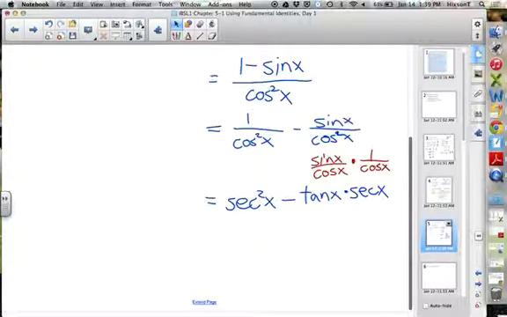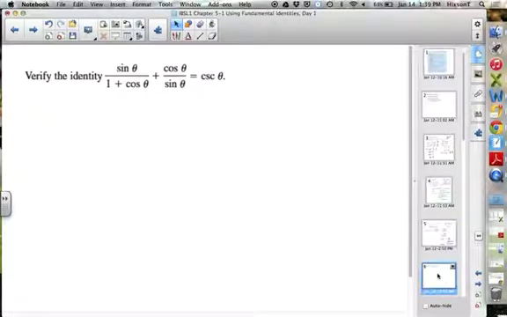Let's try one. I'm going to give you a couple minutes here. See what you can do with this one. Now, let me just introduce what we're trying to do here. It says, verify the identity. Verify just means to prove that it's true. Okay? So we're proving that this identity is true.